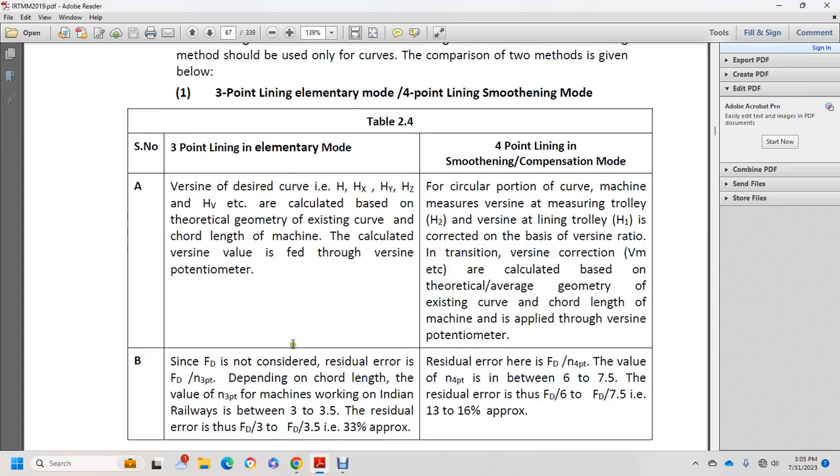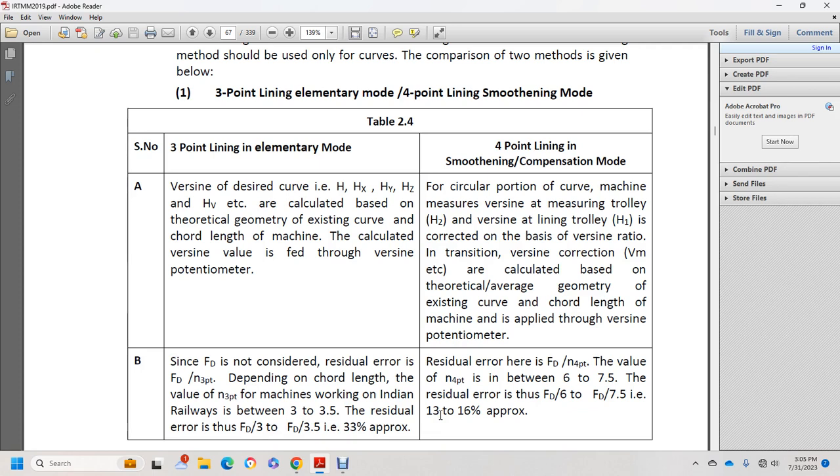B. The FD does not consider the residual error. With the 3-point, depending on the chord length, the value of the third point in the 3-point machine working with Indian Railways is between 3 and 3.5, with the residual error being FD over 3 or FD over 3.5, approximately 1/3.